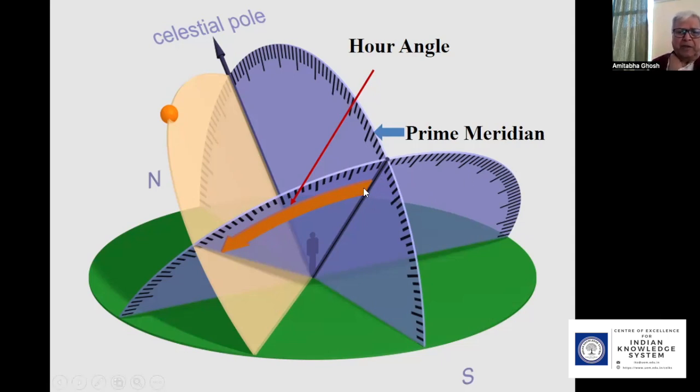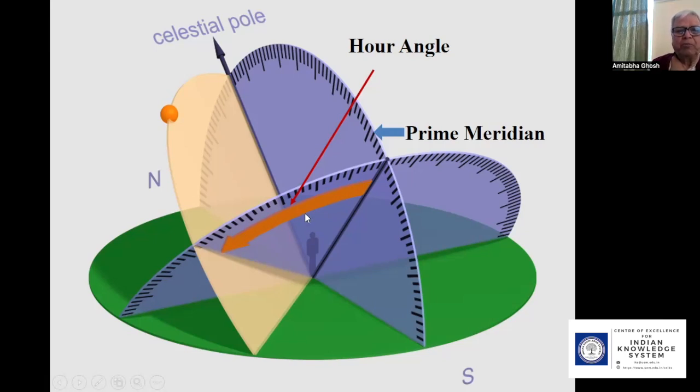The hour angle is sometimes given in time also, because a 15-degree rotation is equivalent to 1 hour, that we know. So both are there, but angle is perfectly all right. So this is very important, because when an observer sees an object like this, he also has to find out its location.